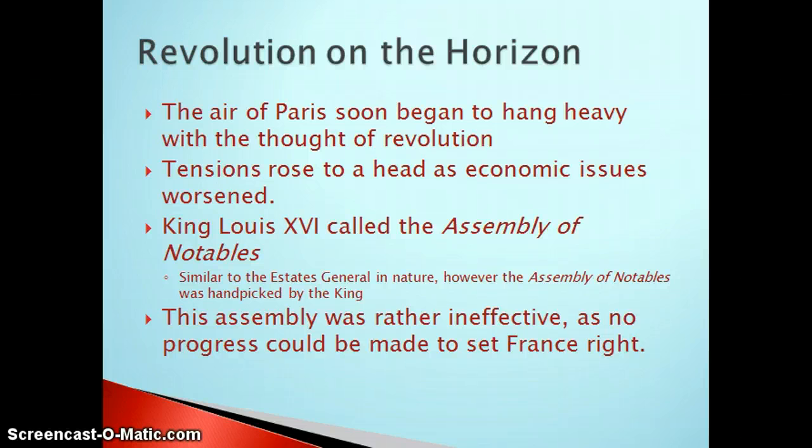Now I want you to take a little time, make sure you get these notes on the Assembly of Notables because they're a key aspect in understanding the French Revolution, and you will be quizzed on them in the coming future.